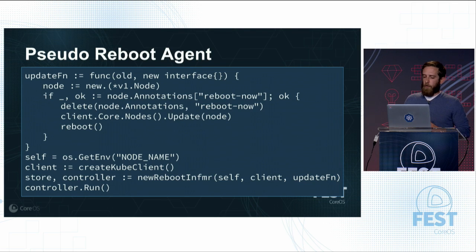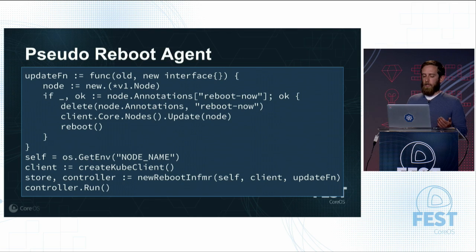And in this case, it's pretty straightforward. During the update function, when it gets fired, you get a copy of the last state of the object, the old object, and you get a copy of the new state of the object. In this case, we only care about the new object. We want to see if it has the reboot now annotation. And if it does, then we should remove that annotation, and then we should persist that change in the API, and then we should reboot the node. And that's basically our core business logic of the agent. Watch for the annotation. If it's there, reboot the node.